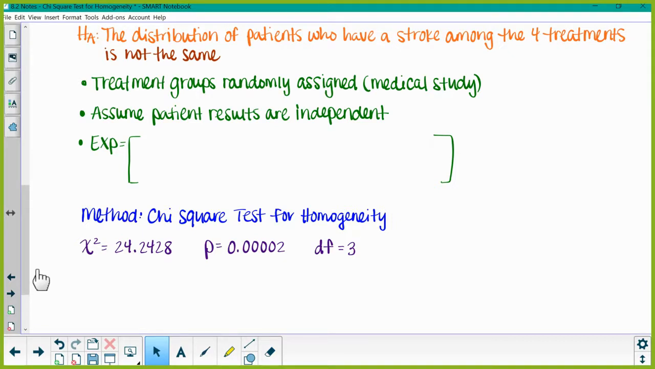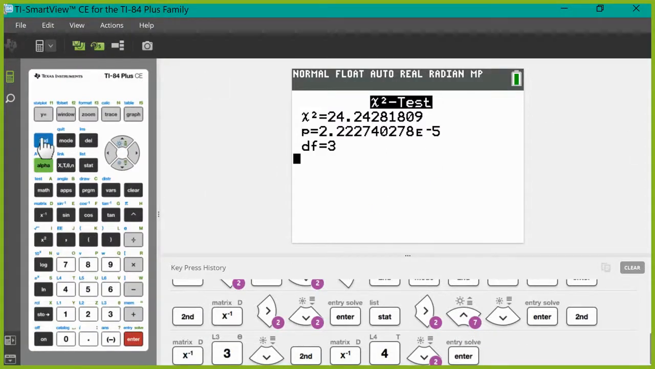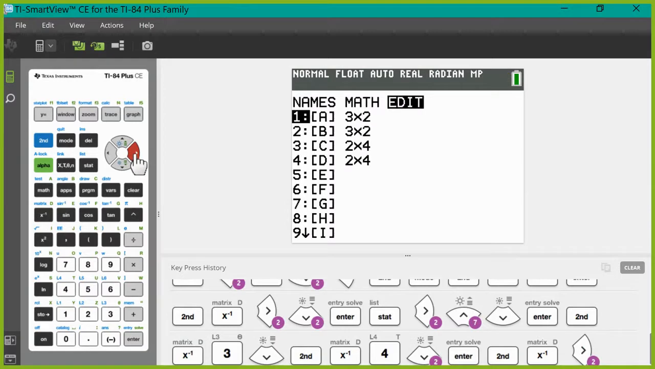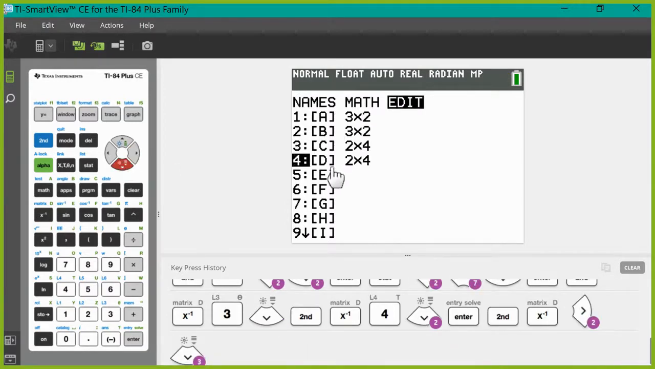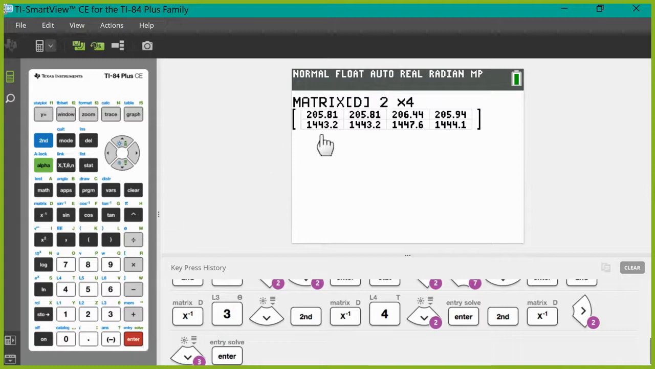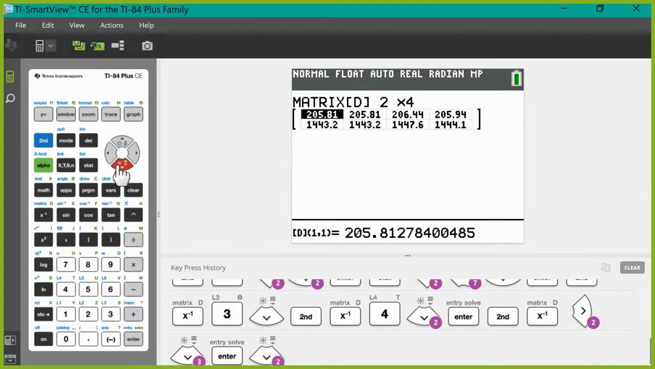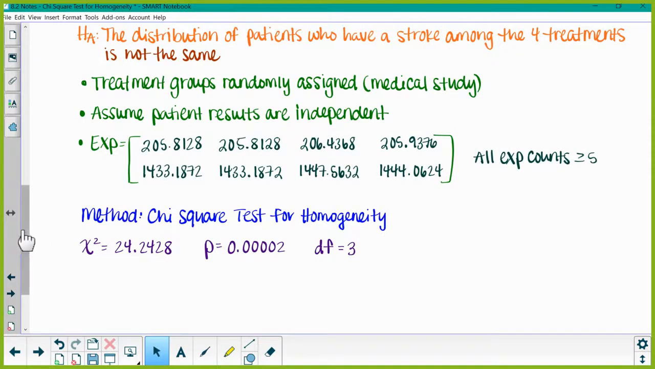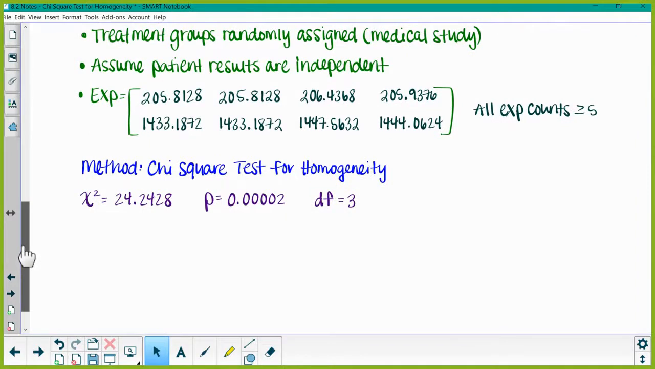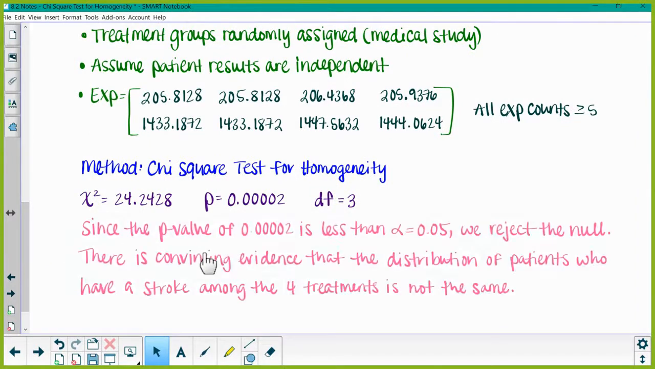Now, before I go on into my conclusion, I am going to fill in my expected values. So I'm going to go back to my calculator, go to second matrix, over to edit, and go down to matrix D. And I can go in and hover over each value to get the calculated expected value. So you'll want to write down all 8 of them, and all 8 of them are larger than 5. So I can satisfy my condition. Once that is done, I go in and I conclude.